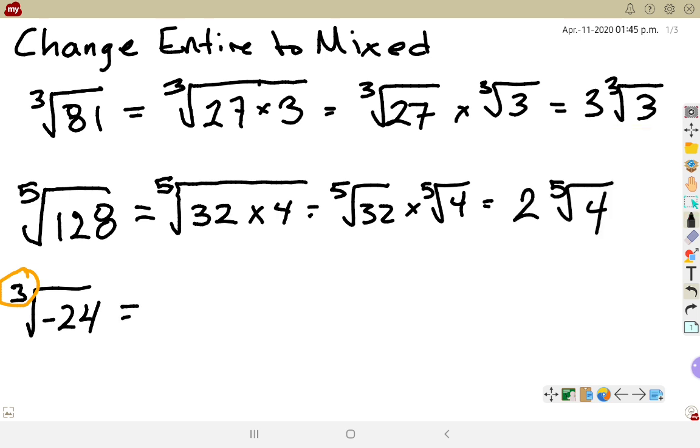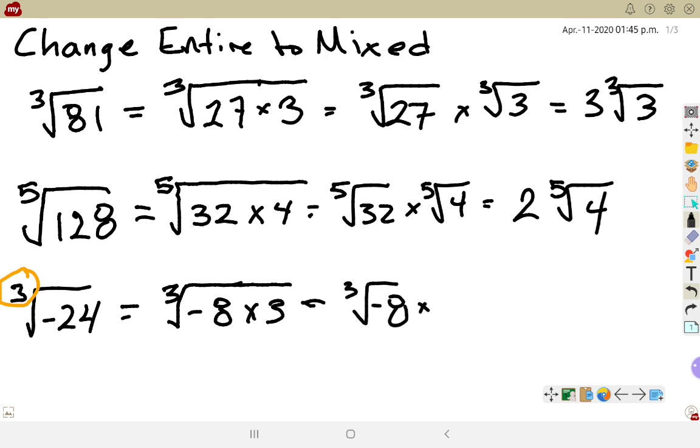So for 24, that one has a nice perfect cube of -8, and that would be times 3. So that would give me then the cubed root of -8 times the cubed root of 3, and the cubed root of -8 is -2. Okay, so again, negatives are allowed if my index is odd.